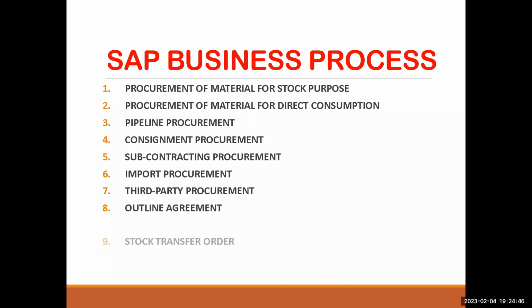Okay, so next one is stock transfer order. So what will happen in a stock transfer order? Let's say there are two companies, or one company is having two plants. One plant is manufacturing some material, and that material is needed in another plant. Let's take an example. Let's say Tata Steel is manufacturing the steel, and Tata Motors is manufacturing the motors.